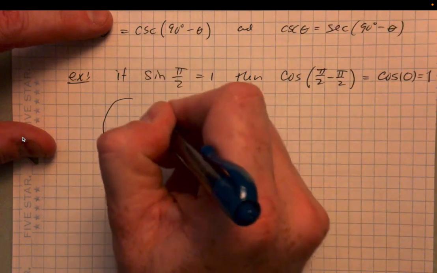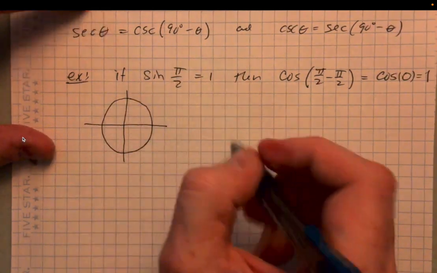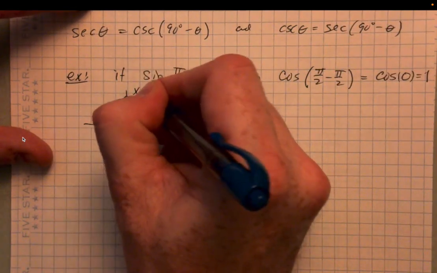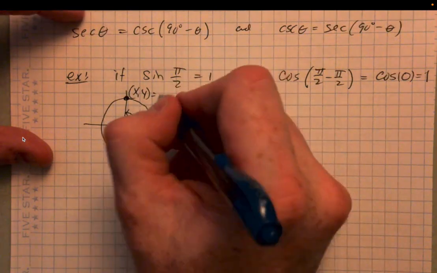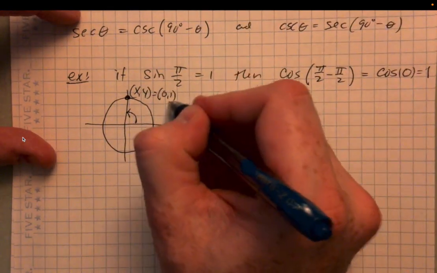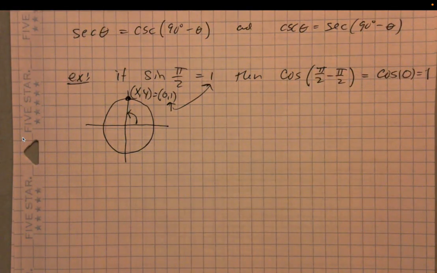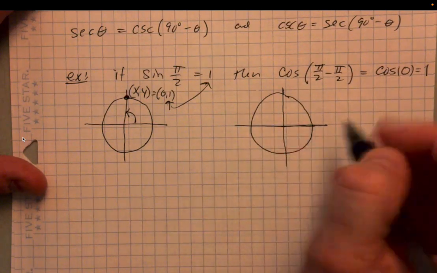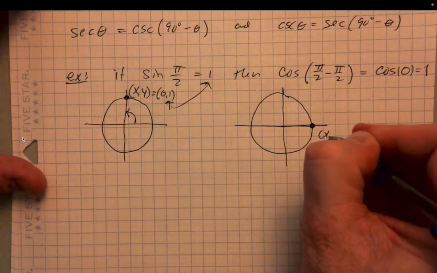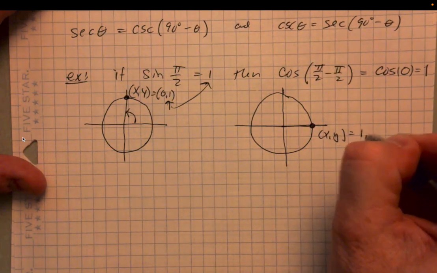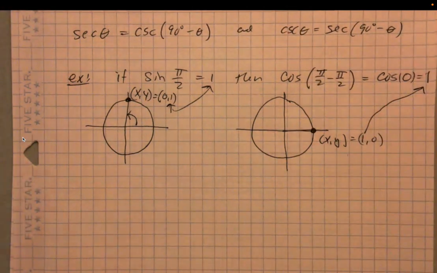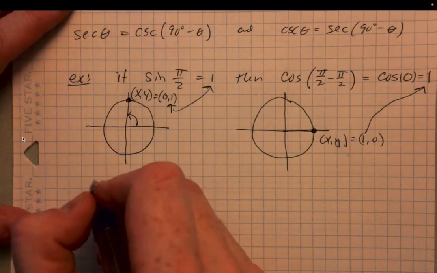So on the unit circle, just to remind ourselves where these are coming from, if this is pi over 2, right? So this point up here, the x and the y would be equal to what? 0, 1, and the sine is the y value, so that's where that comes from. Over here, what's the angle of interest now? Well, it's 0, right? So your point here, x y, is equal to 1, 0. The cosine is the x value, and so that's that one. Right, so they're equal.